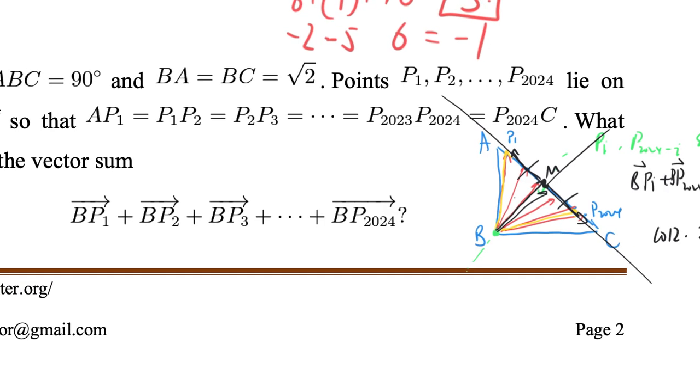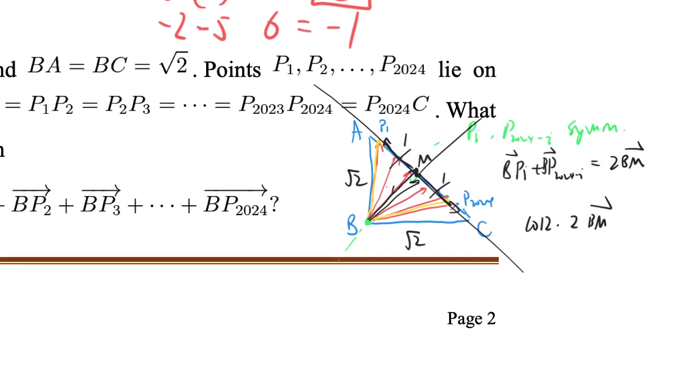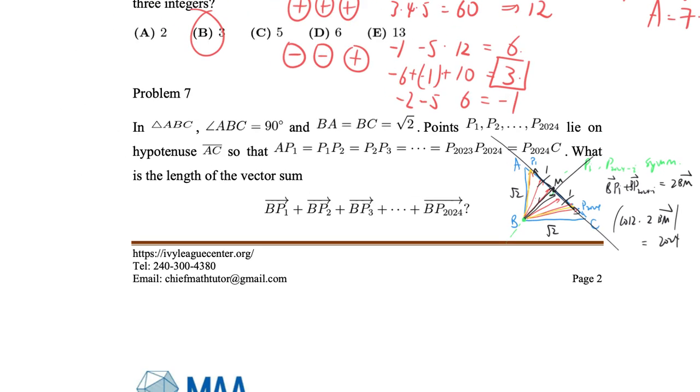And how big is BM? Well, this is very simple because this is root 2, this is root 2, this is 1, 1. So all of these are 45, 45, 90 triangles. So you just get BM is equal to 1. So this is just 2024. The magnitude of this sum is 2024.